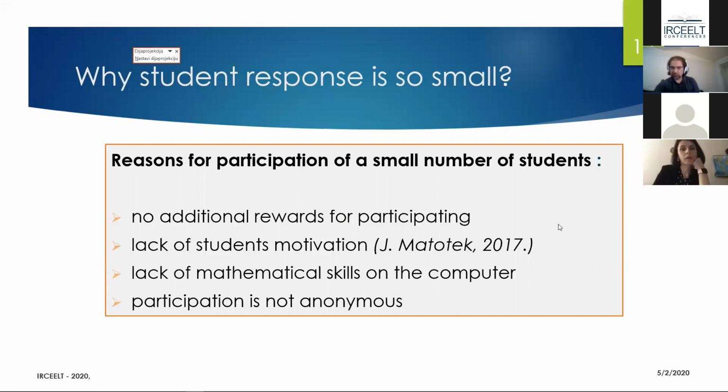Also, there is a lack of students' motivation. I can see this because many of them do not even write their usual homework. Also, a lack of mathematical skills on the computer. They're freshmen, and most of them encounter work in Moodle for the first time.